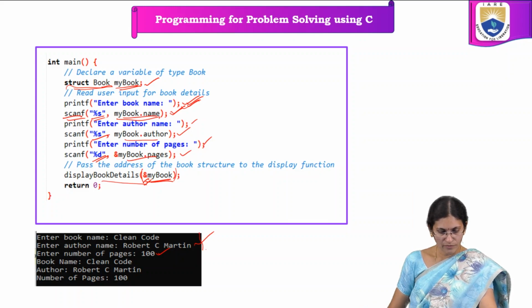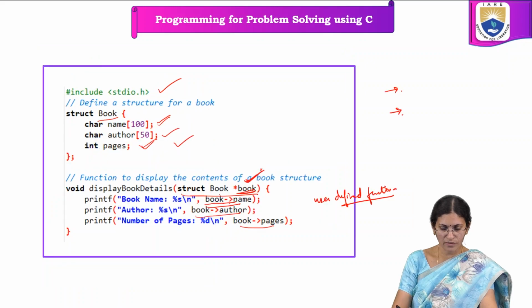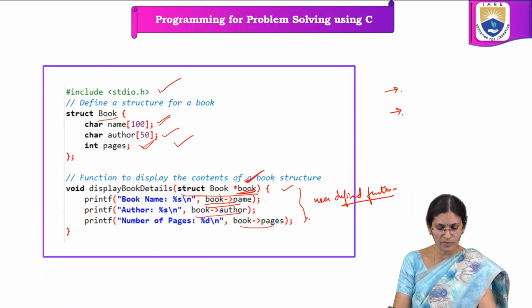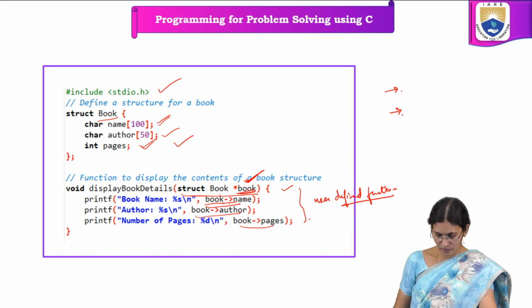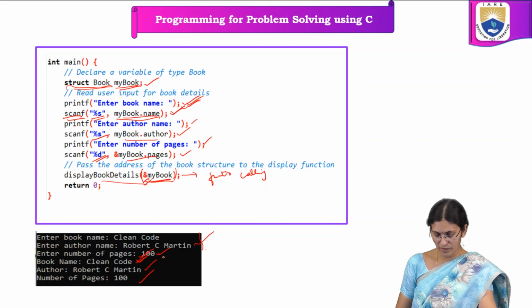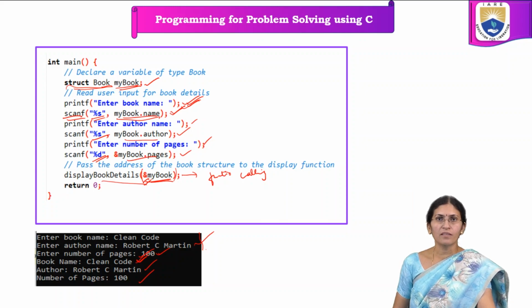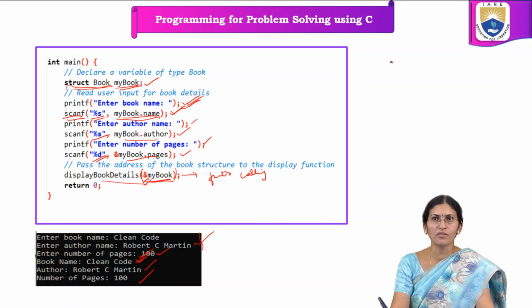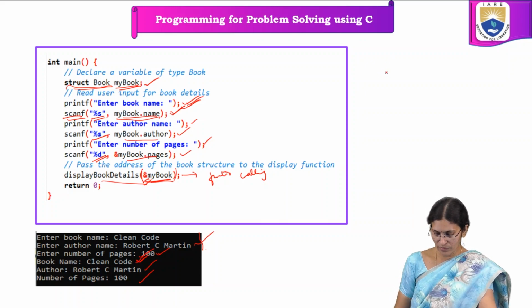And then when we call this function, this is the function calling statement. When this function is called, this set of statements is executed here. In this we have just printed the information the user has given. The same information is obtained here: the book name, the author name, and the number of pages. In this way, we can pass the structure by value, where we pass a copy of the structure, or we can pass the address of the structure also.